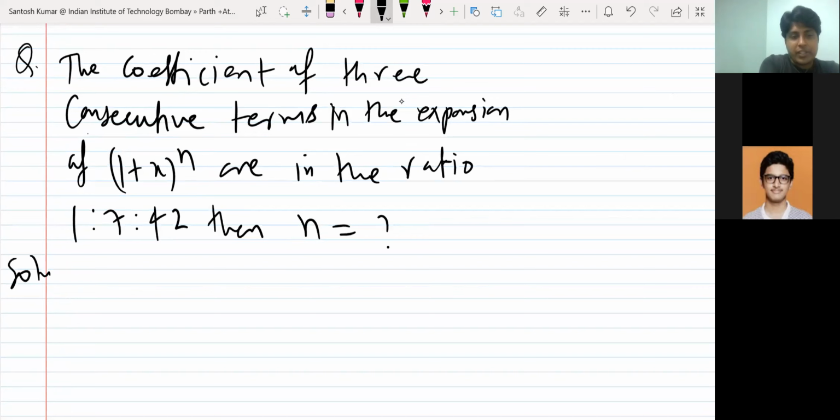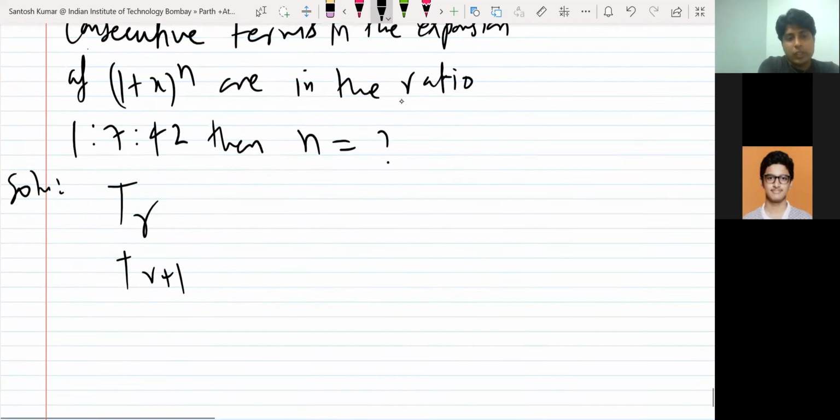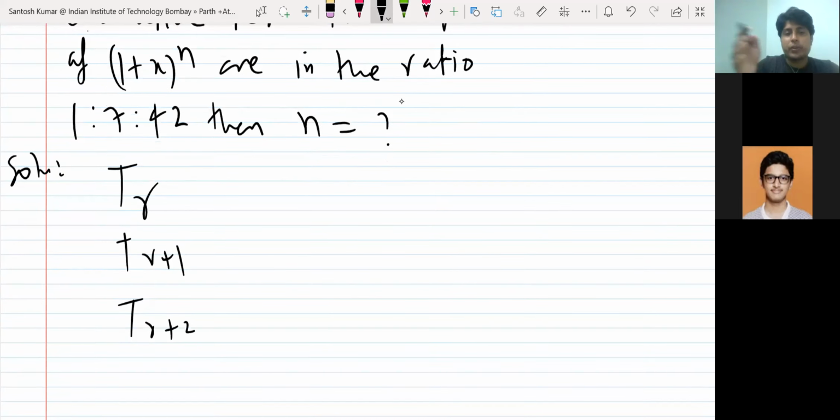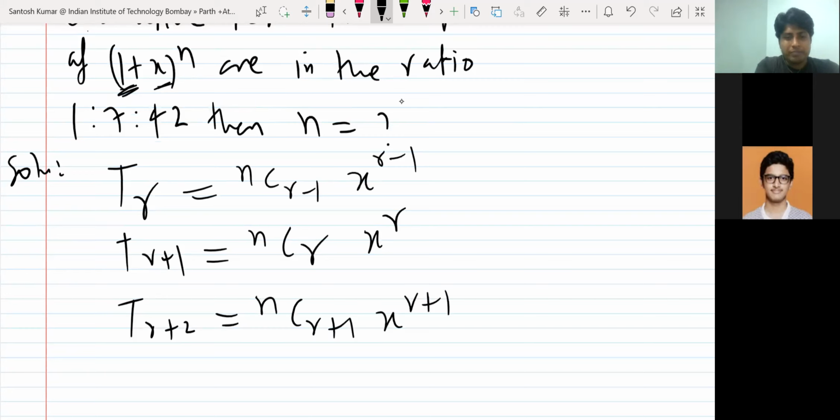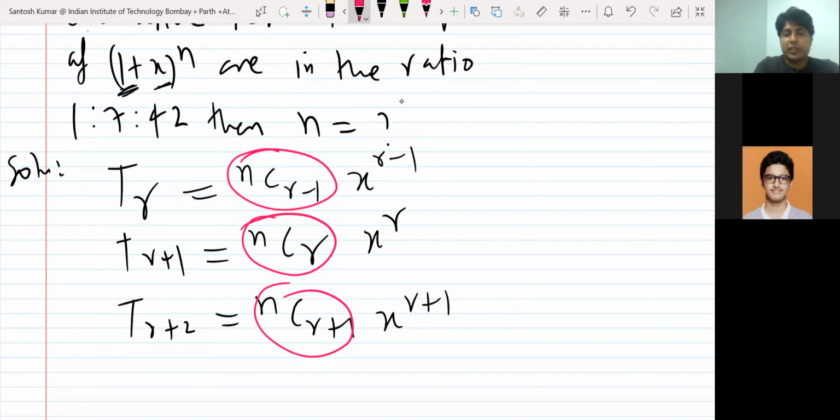Three consecutive numbers they said. So it's better to take the rth term, (r+1)th term, and (r+2)th term. Okay, r, r+1 and r+2 are three consecutive numbers. So the rth term is nC(r-1) x^(r-1), because in place of a you have 1, in place of b you have x. This is nCr x^r, nC(r+1) x^(r+1). But we have to care only about coefficients. These are the coefficients except the variable x.